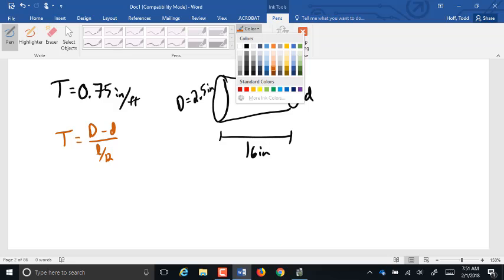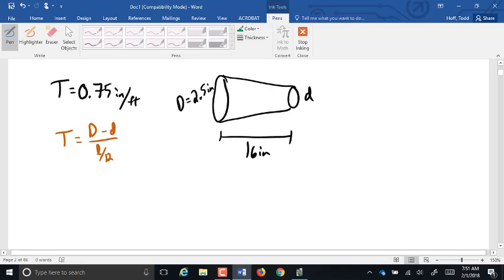You know what? I'm going to give you guys a couple minutes. See if you can figure this one out. We'll pause it for you. So our taper is 0.75. Big D is 2.5. We're looking for little d. L is 16 over 12.